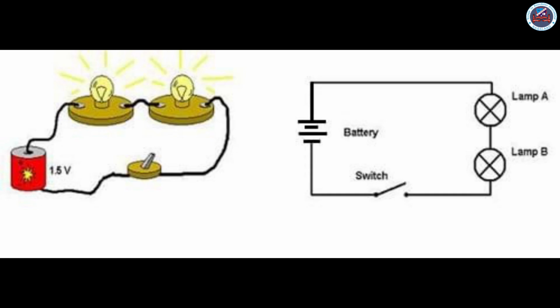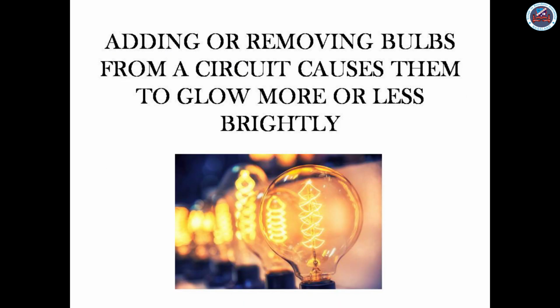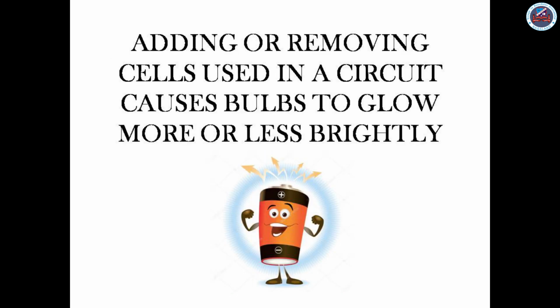If we add one more bulb in this circuit, then the light will be dim as it has to share the energy. So we can say that adding or removing bulbs from the circuit causes them to glow more or less brightly. Adding or removing cells used in a circuit causes the bulb to glow more or less brightly.